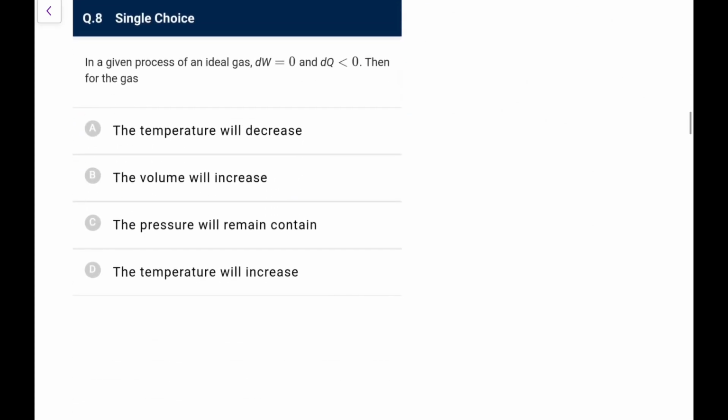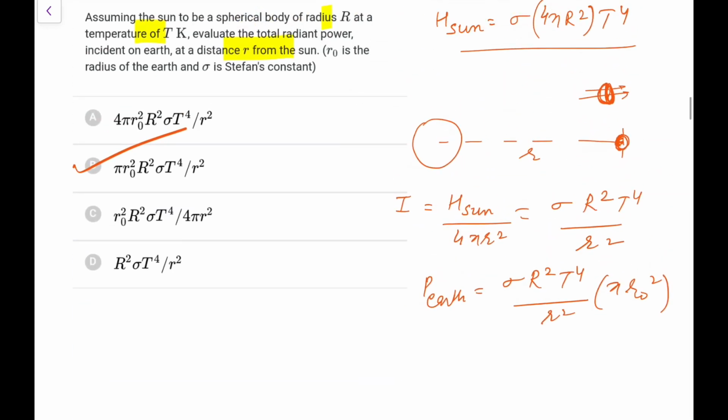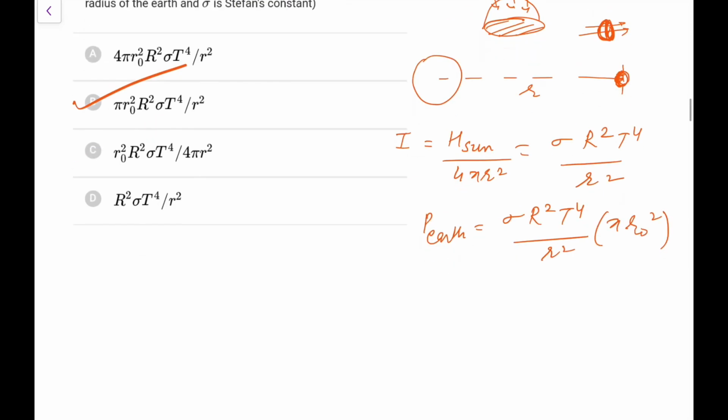Next. Just remember this thing, you don't take it 2 pi r square, you have to just take its projection. You must have done such questions when electric field comes like that, the flux would only be pi r square, not 2 pi r square.